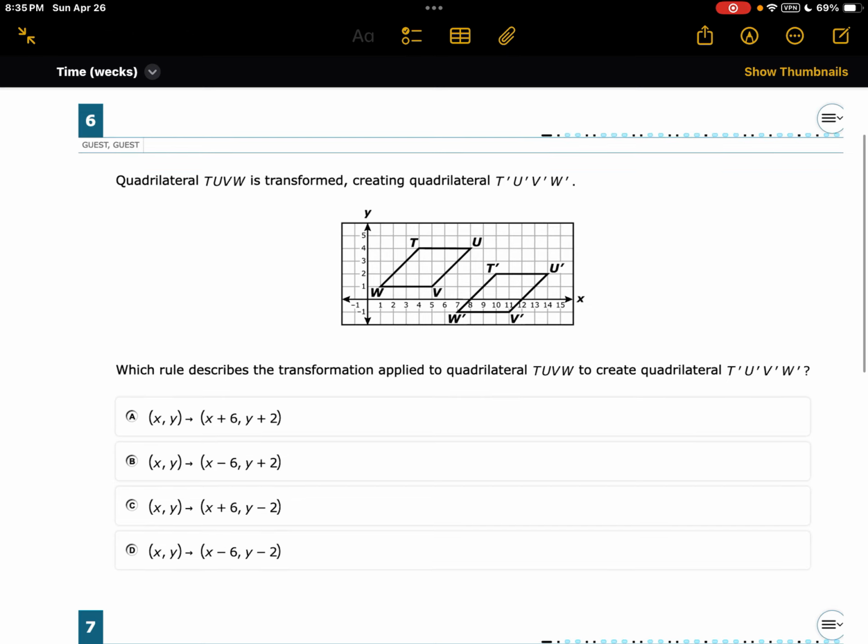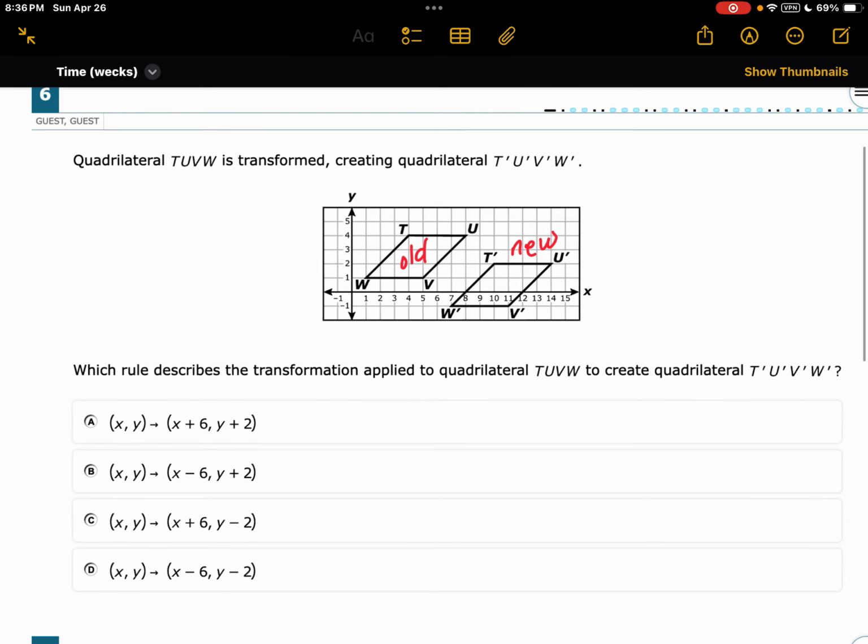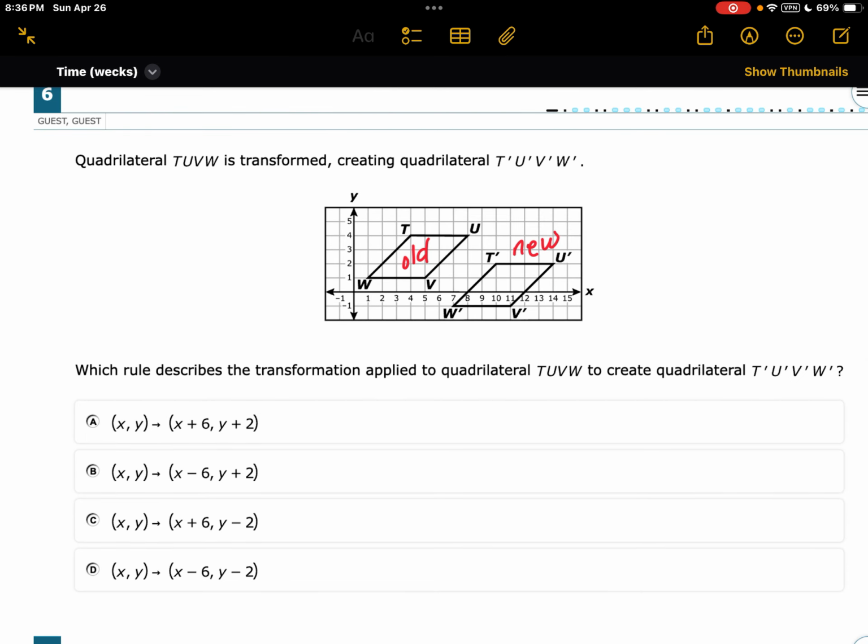Okay, we are doing a translation here. I can see that this one is the new one. This is my old one. Remember, it's what I have to do to the old to get to the new. So it moved right and then down. To be more specific, it moved right 1, 2, 3, 4, 5, 6 times and moved down 2.